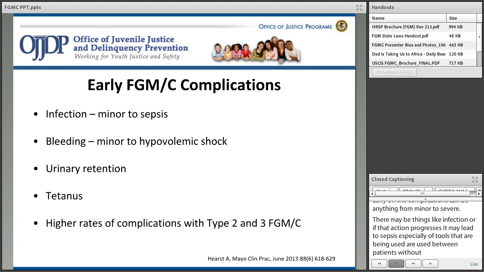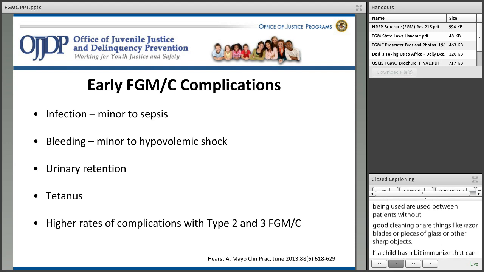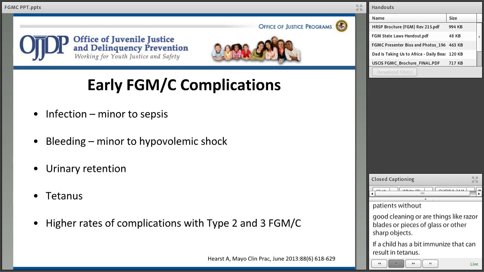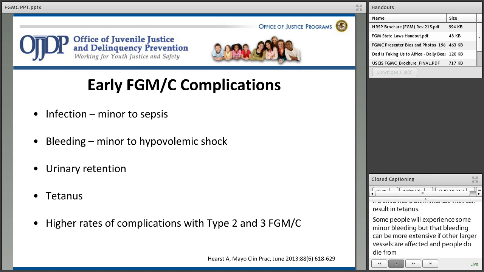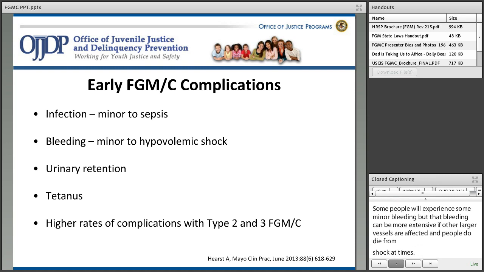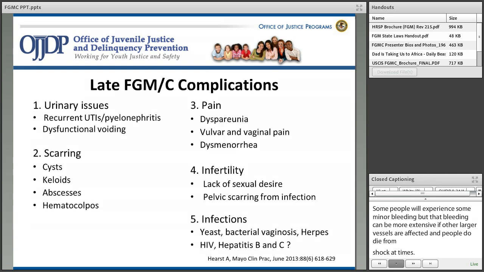Some people will experience some minor bleeding, but that bleeding can be more extensive if other larger vessels are affected, and people do die from hypovolemic shock at times. People can experience urinary retention, obviously because of the pain, and often after the procedure, the child's legs are bound together. Again, those high rates of complications are seen in type 2 and type 3.